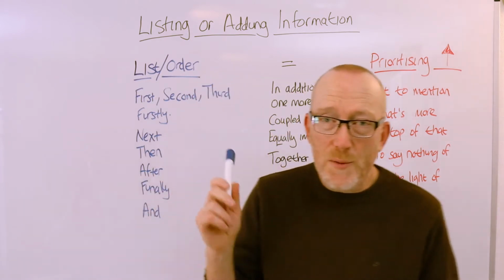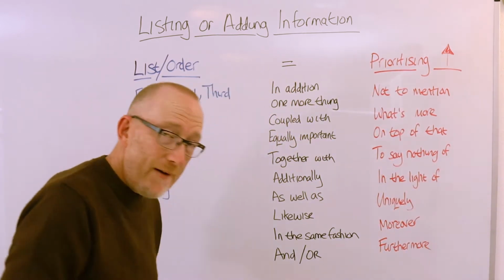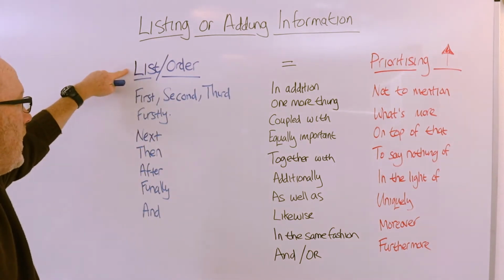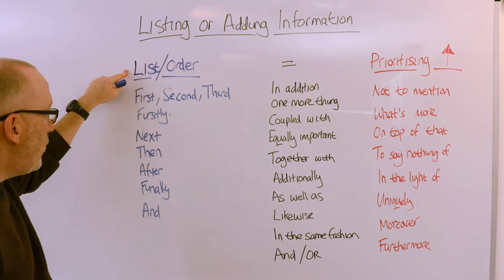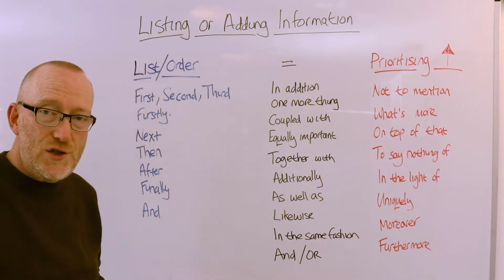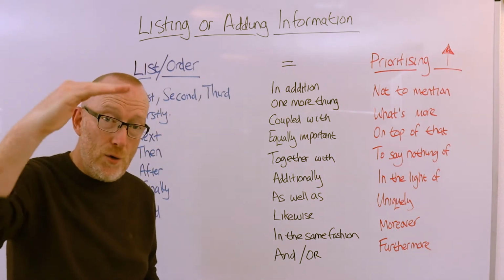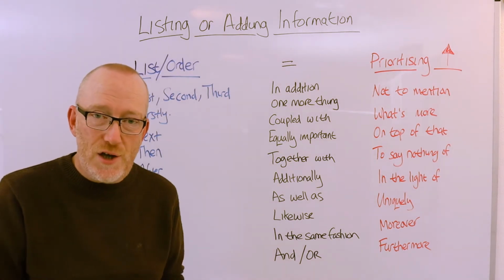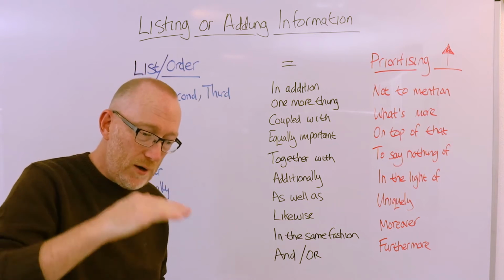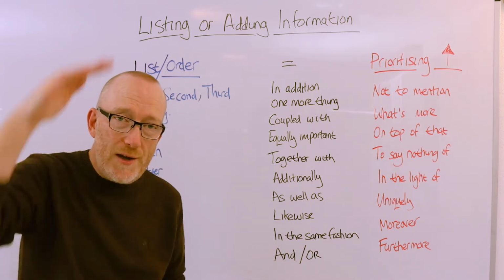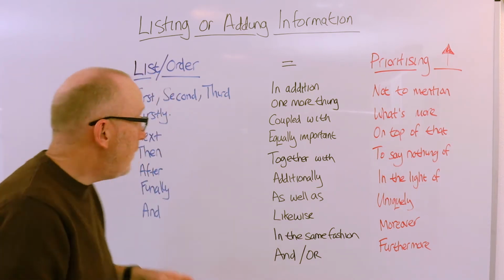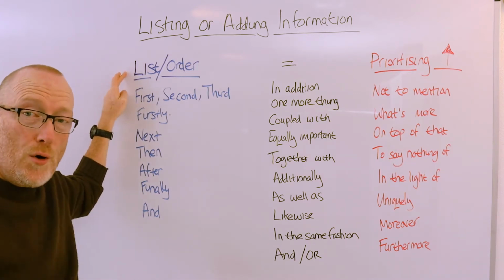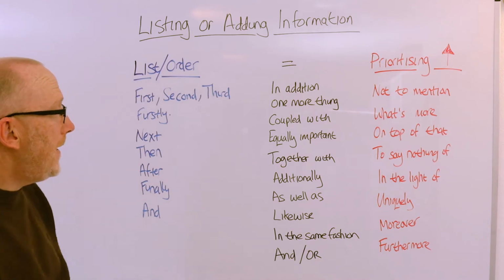So you can see on the board behind me, I've got three columns. The first column is words that we can use basically to just list things in an order. So perhaps you're describing a process that you have to do. You do this, then you do this, then you do this, then you do this. So you're listing things, okay? So these are words that we would use to list or to describe the order of something, okay?